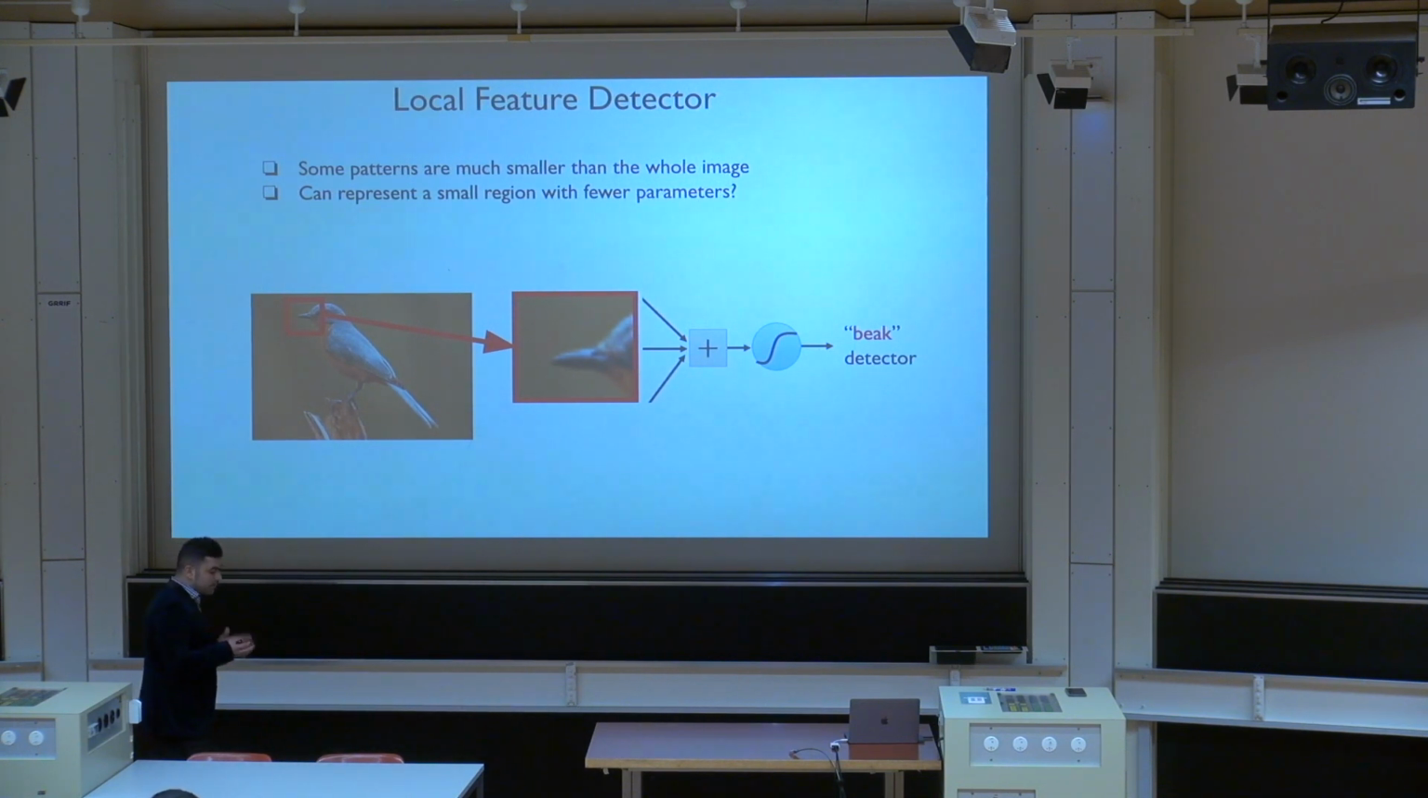And instead of using fully connected neural networks, we want to just pass this part of the image, this local region, to the neurons. So as a result, we have much fewer parameters. That's the idea, right? That's the first motivation.